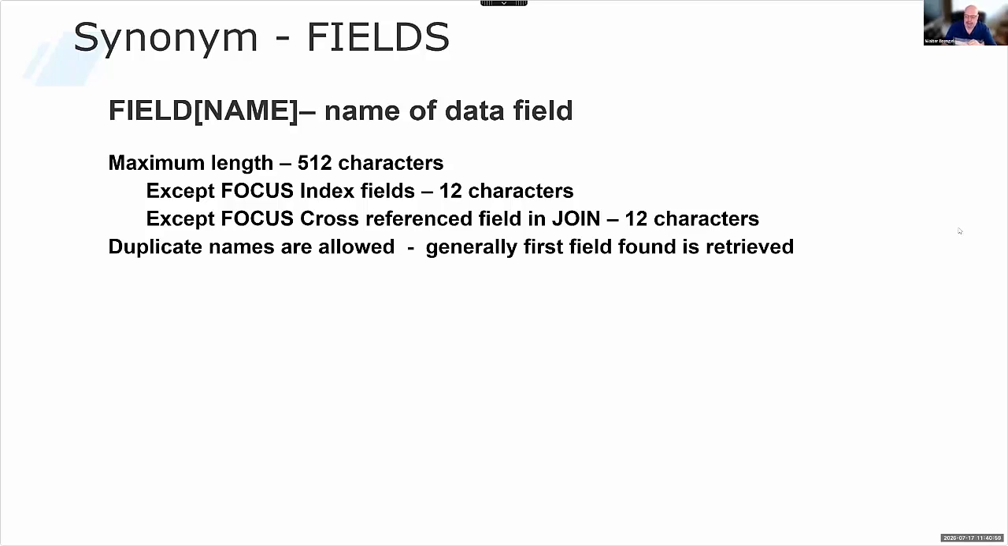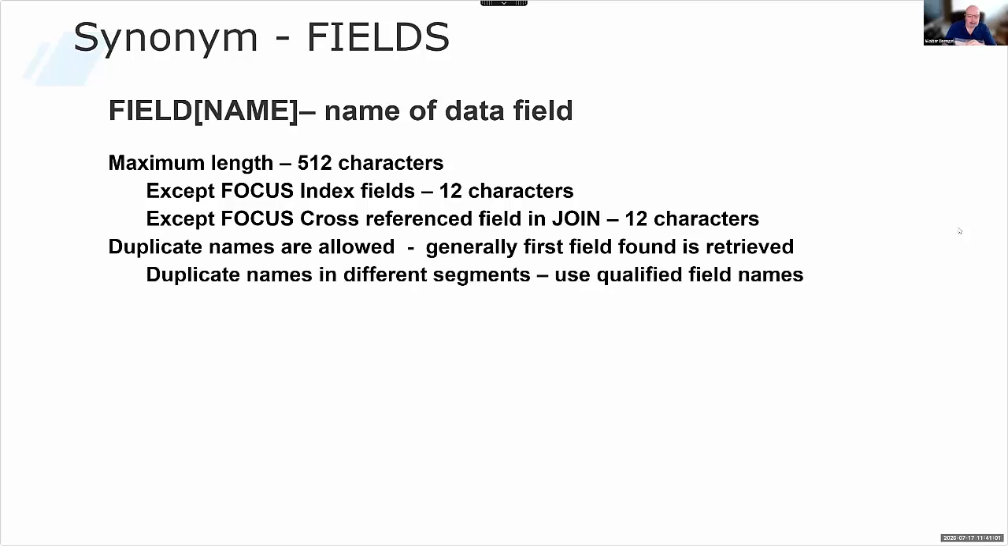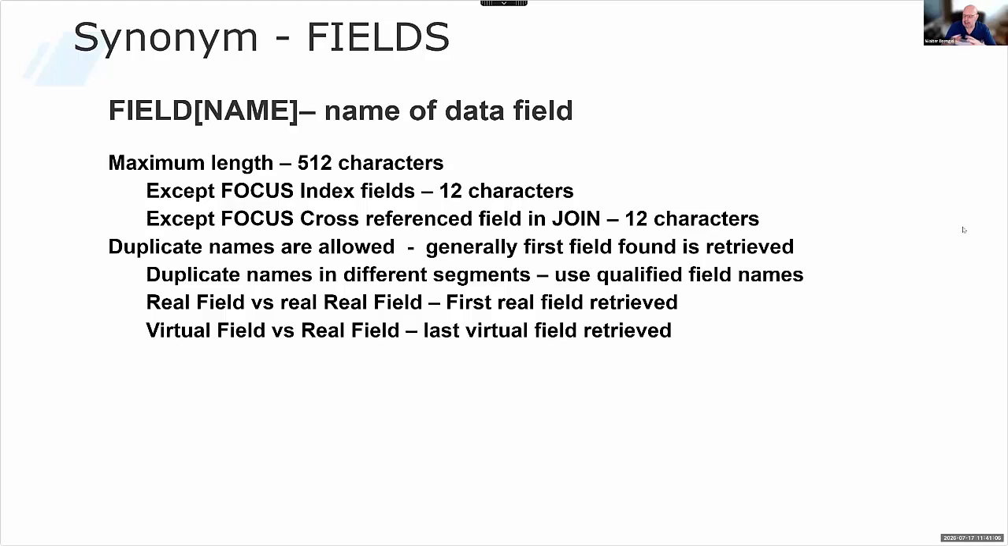You can qualify the field names. So you could have segment name.field name, so you know specifically which segment that field is coming from. If you have a real field with the same name as another real field, the first one is the one you're going to get, first one we see.